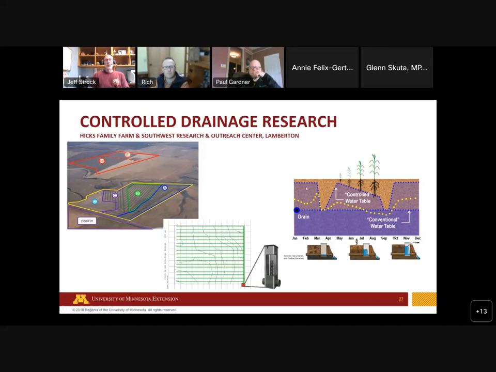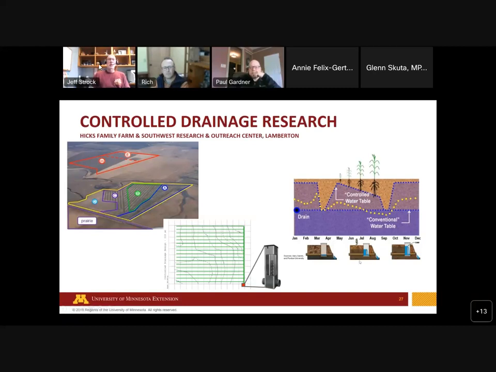And then during the growing season, we like to manage those types of systems somewhere about 2 to 2.5 feet below the soil surface, which helps build up the amount of water that can be stored in the soil profile so that the roots can actually grow down to that.